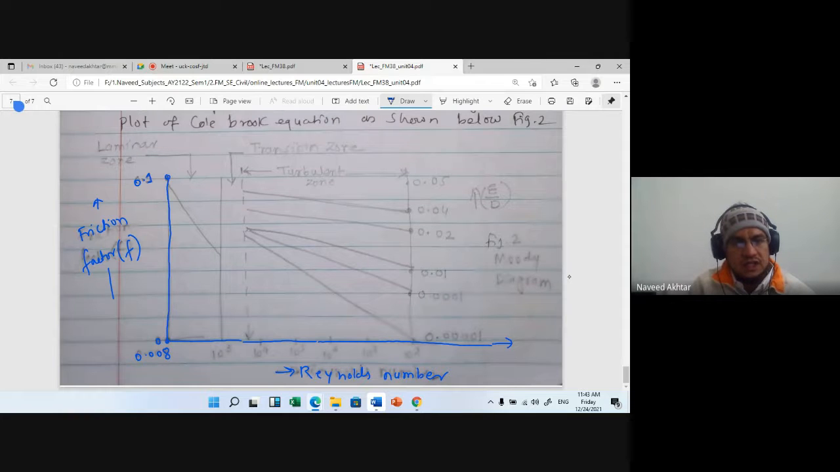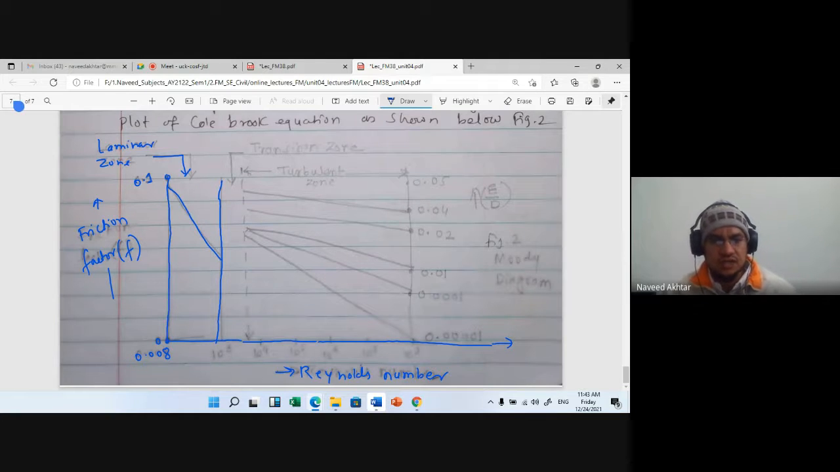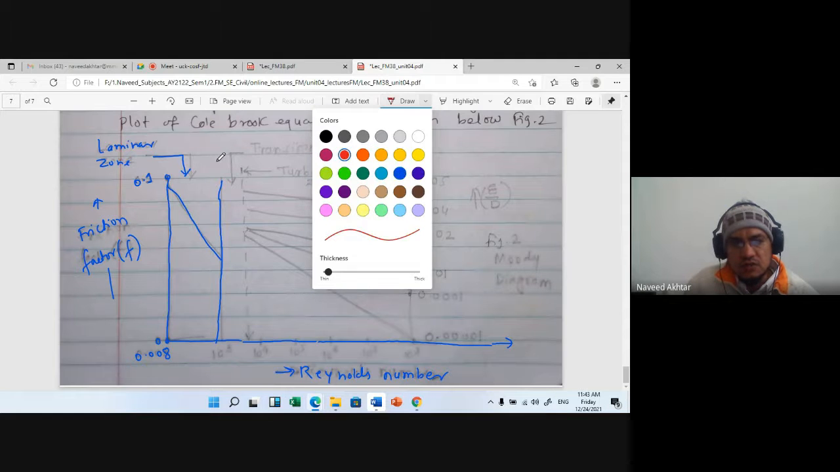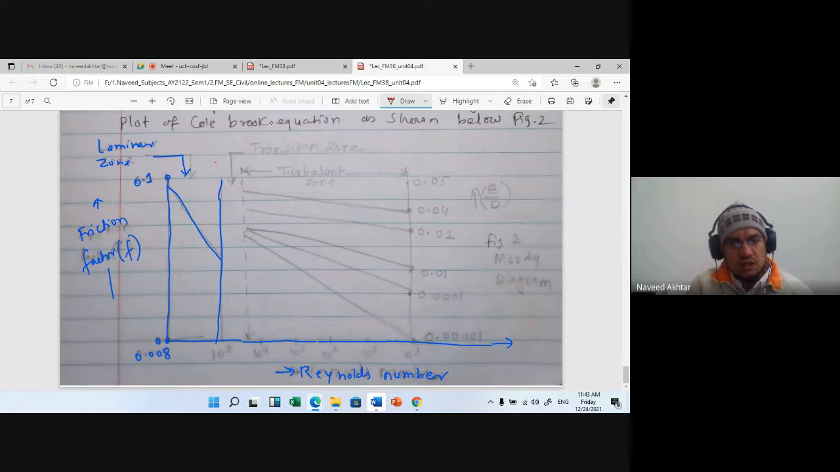And this zone is in between. I will write down, this is the laminar zone. The value you can see is from some 0.1 to 0.01 something. Now here I will draw the transition line, this zone up to this. This is the transition line.